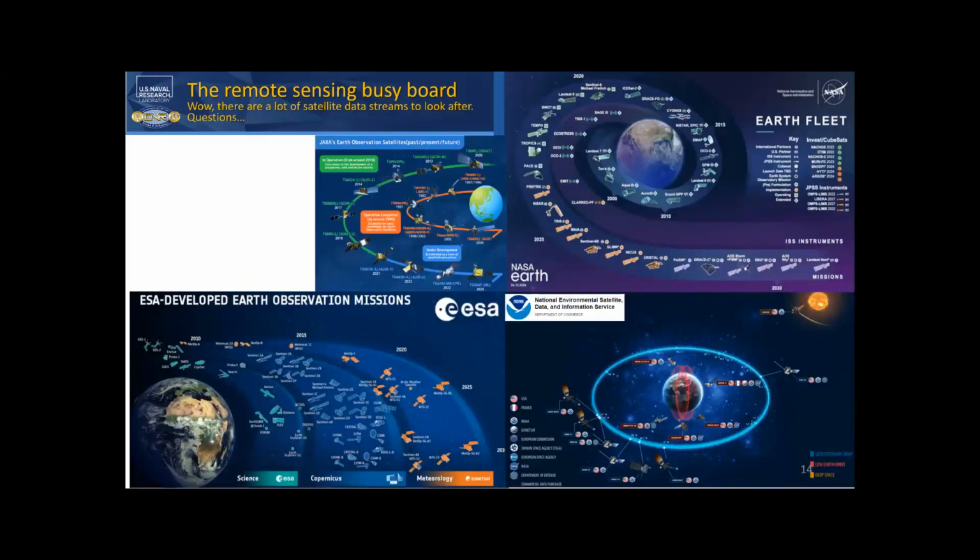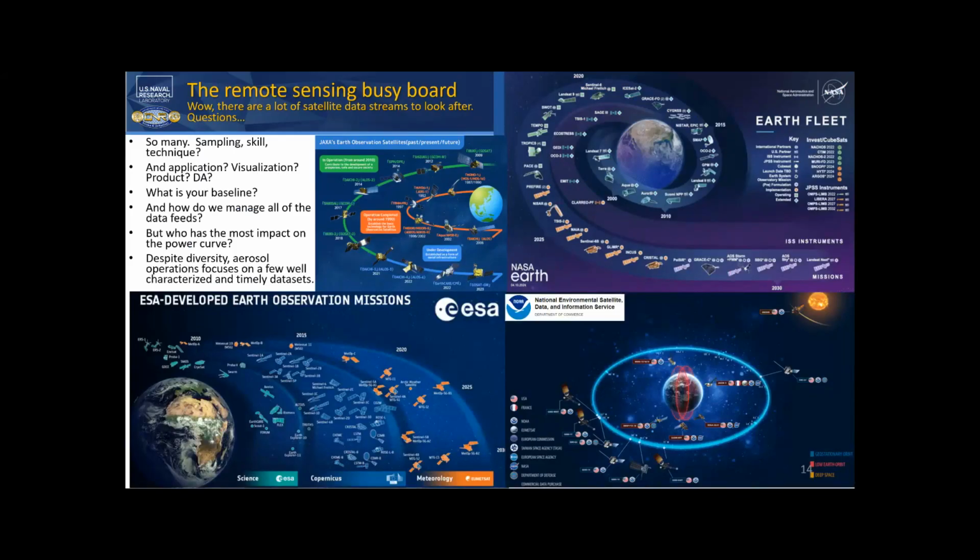From a remote sensing point of view, this is kind of just the busy board. There are lots and lots of satellites out there, and they all differ in their sampling, skill, and technique. There's ones that just basically look at the light that's reflected from the Earth, to people who do stereography and add polarization. Which one you use really depends on the application, whether you want to use it for data assimilation or you're just looking for a pretty picture.